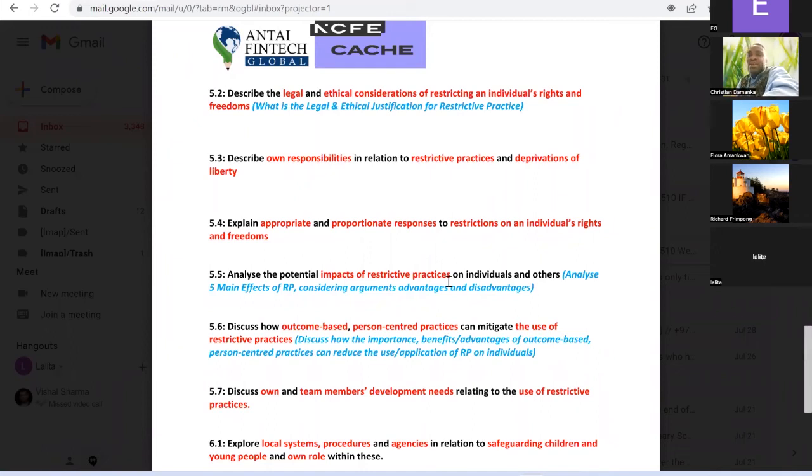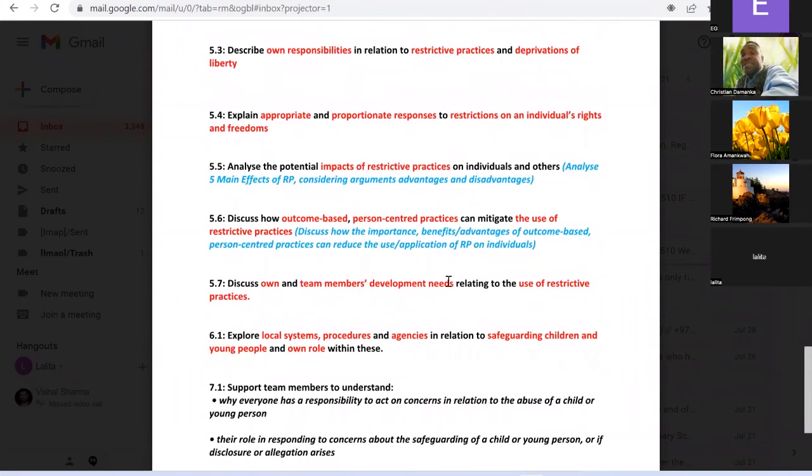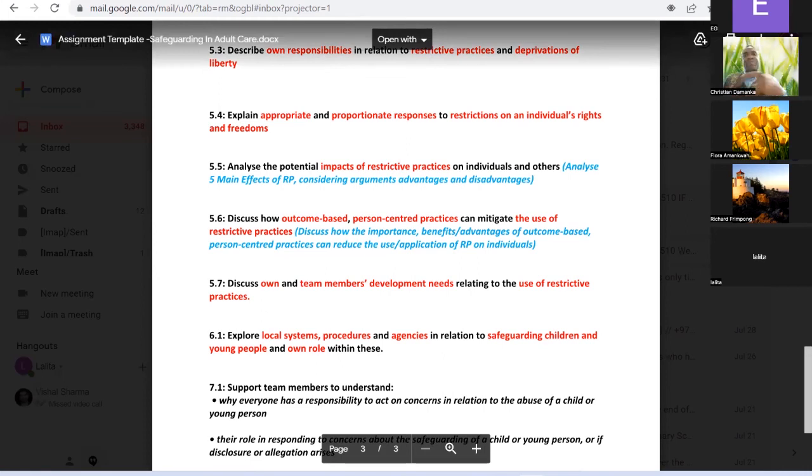The question is this: what are the advantages or the benefits or the importance of outcome-based practice and person-centered practice? And how does it reduce the use of restrictive practice? Restrictive practice is when you are finding it difficult to contain and control the service user. So you are trying to restrict their freedom, to tame them. But how can you use outcome-based practice and person-centered practice to reduce the use of restrictive practice? Does it make sense? That is what we do there.